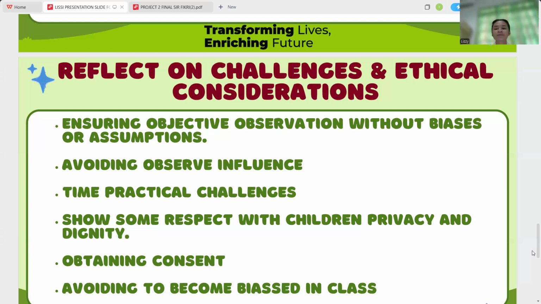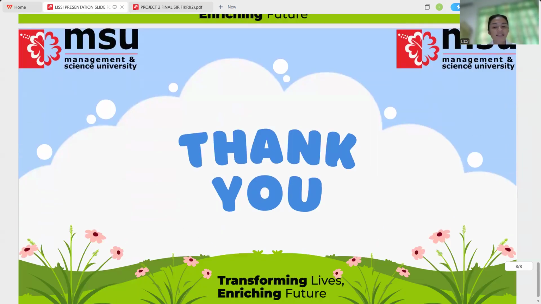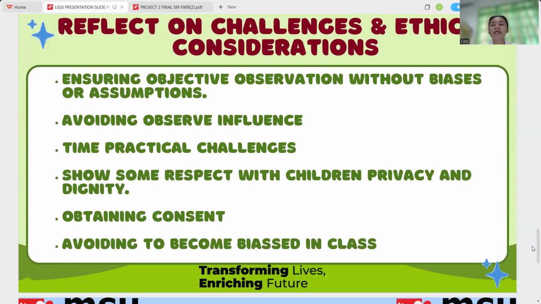For example, an educator might conduct only one observation, rather than observing repeatedly, and might observe in a single activity, failing to notice the children's strengths and other areas. So next, I move on to ethics and children's privacy. Children have the right to privacy, and observation should never compromise their dignity and autonomy.